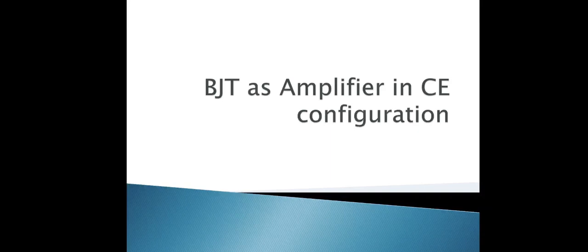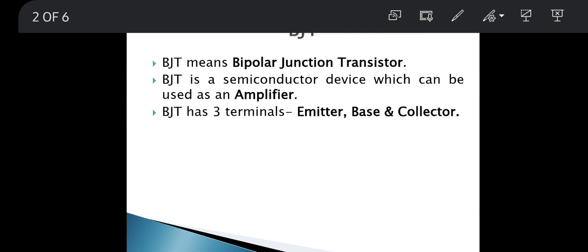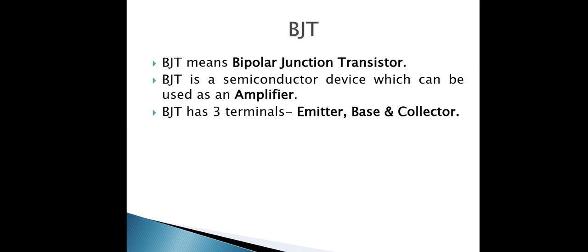Hello everyone. In this video, I'll be talking about BJT as an amplifier in CE configuration. Before we talk about the amplifier in CE configuration, let's know the basics of BJT. BJT means bipolar junction transistor, what we simply call a transistor.